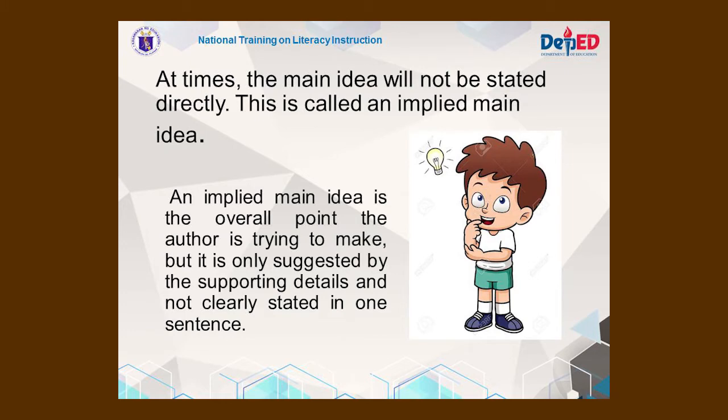At times, the main idea will not be stated directly. This is called an implied main idea. An implied main idea is the overall point the author is trying to make, but it is only suggested by supporting details and not clearly stated in one sentence. But the problem is, are our learners ever ready to get the main idea by themselves? Can they do that? There's no question. When silence means yes. So, as there will be no topic sentence found in the paragraph, the reader is responsible for composing a statement of the main idea.